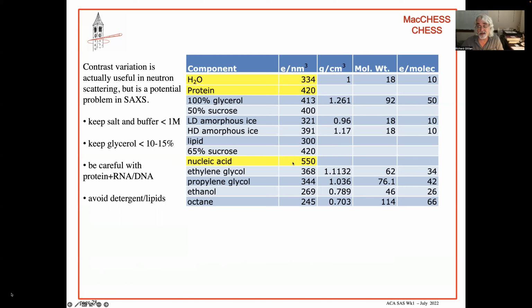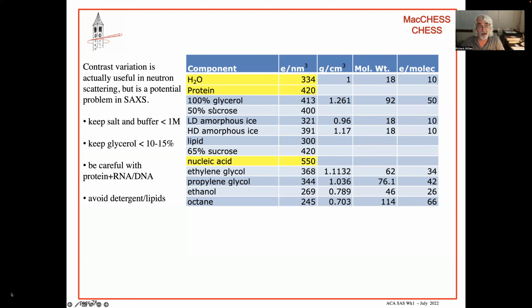You'll notice that nucleic acids are even higher. They're very electron rich. That's great. You get a stronger signal. But notice that lipids are a bit smaller than water. So you get a strong signal there too.